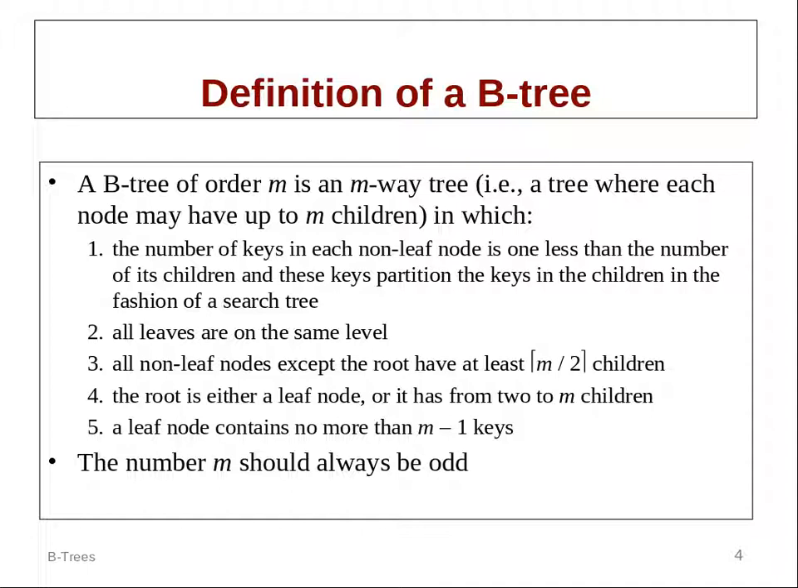So all leaves are on the same level. Oh, so it's balanced. Great. All the leaves are on the same level, so you can't have something shooting off. All non-leaf nodes except the root have at least m divided by 2 children. And that's the C. Oh, you know about this operator? That's the ceiling operator.